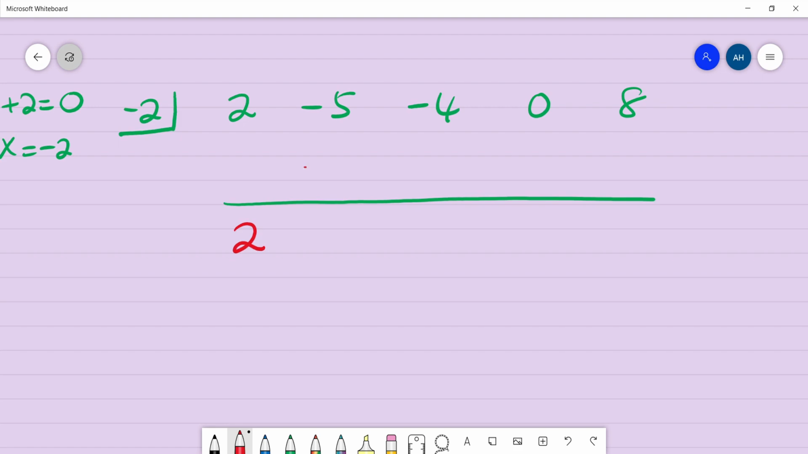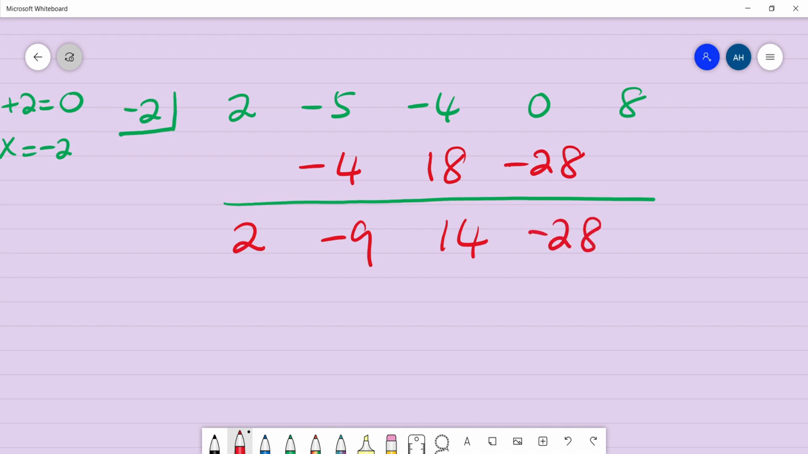Negative 2 times 2 is negative 4. Negative 5 plus negative 4 is negative 9. Negative 2 times negative 9 is 18. 18 minus 4 is 14. 14 times negative 2 is negative 28. And 0 plus negative 28 is negative 28. Negative 2 multiplied by negative 28 will be positive, right? So positive 56. Now 8 plus 56 is 64. That will be the remainder.